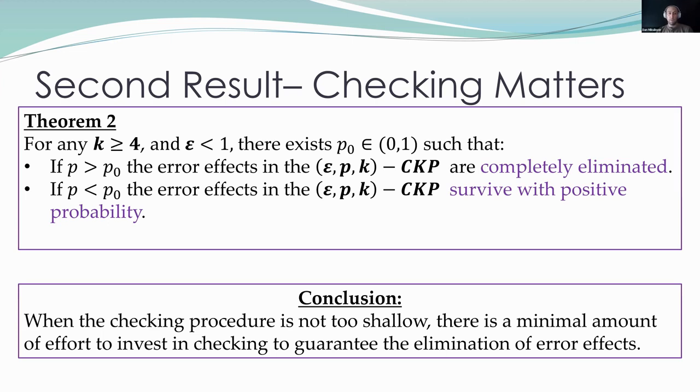survive with positive probability. And again, the conclusion is, if the checking procedure is not too shallow, if you are going to check at least 4 levels upward, there is some minimal amount of effort you can put into the model to guarantee the elimination of error effects. Now, the proof of this theorem is a bit involved with many details. I'll just explain a bit about what we do.